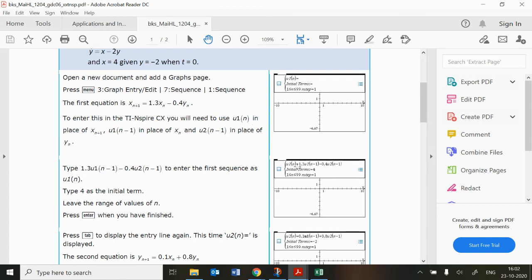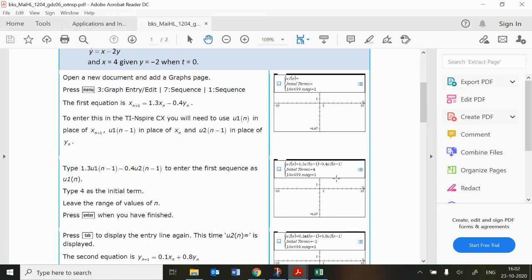And we're going to say we've got 1.3 lots of the previous X value. So that's Un minus 1. Okay, so they're not using Un plus 1 and Un; they're using Un and Un minus 1. So that looks a bit different there. And then take away 0.4 lots of the previous U2, the Y value. Okay, well, we haven't actually defined U2 yet, but don't worry about that.